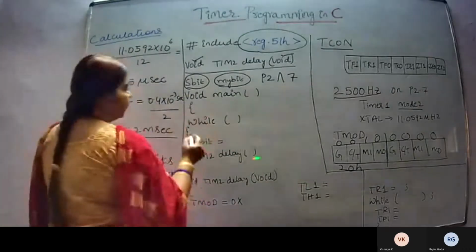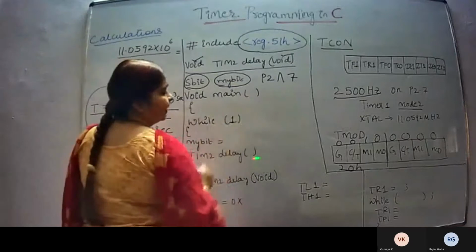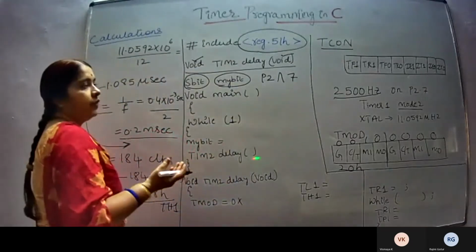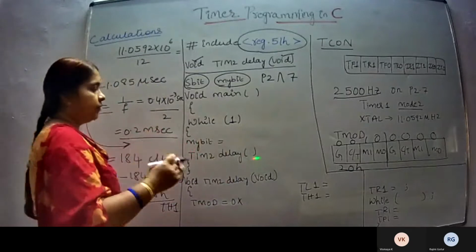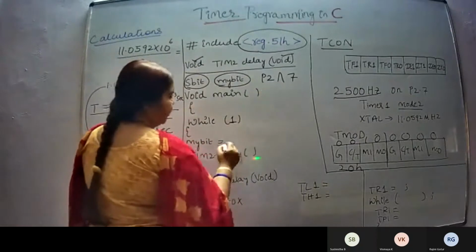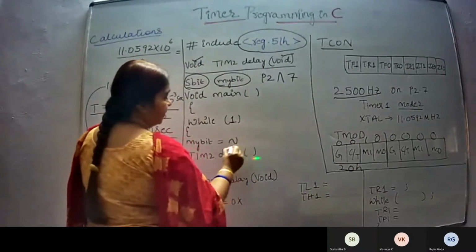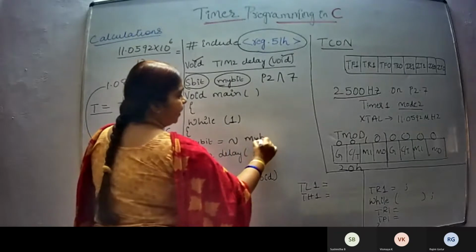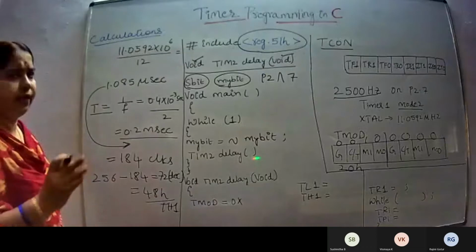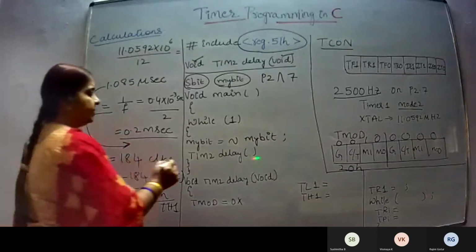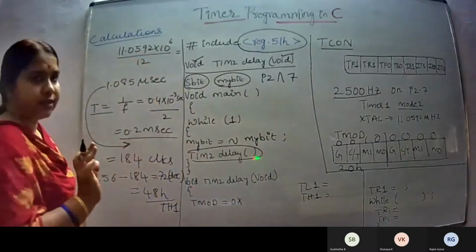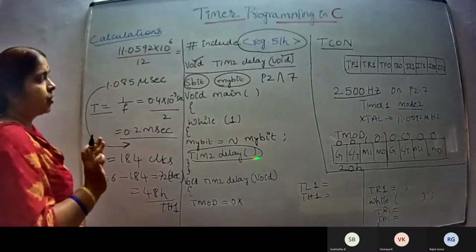Next, the main program will start. While of 1, continuously the waveform will be generated. What is the square wave? It should just change from 0 to 1 and 1 to 0. So MyBit is equal to P2 cap 7, which is nothing but inversion. Inversion symbol MyBit, it will be just inverting. After that, the square wave will be generated, and just call the timer. The delay program is called here. End of the program. This is the program to generate a square wave.